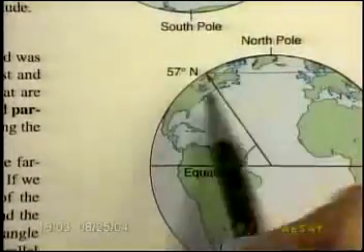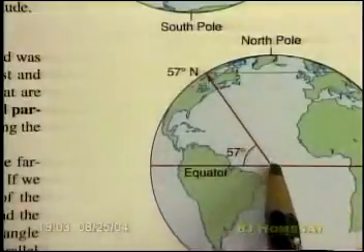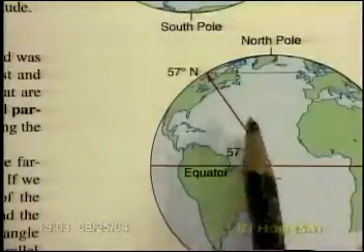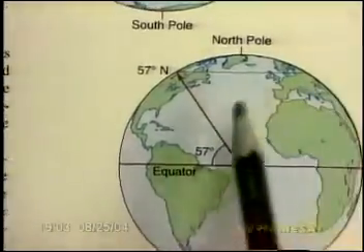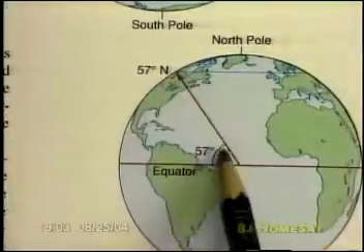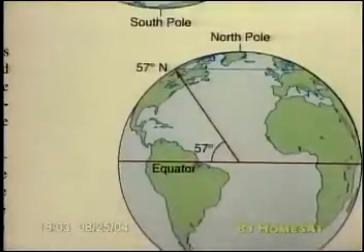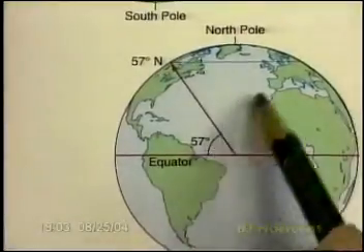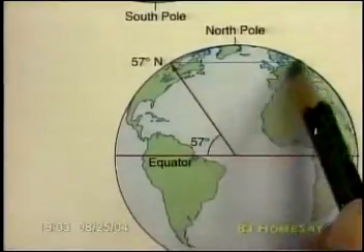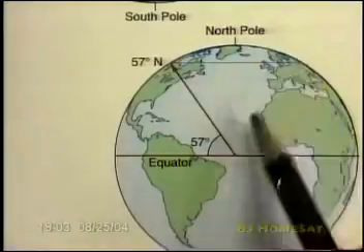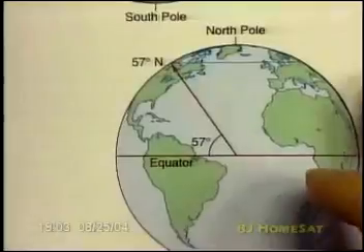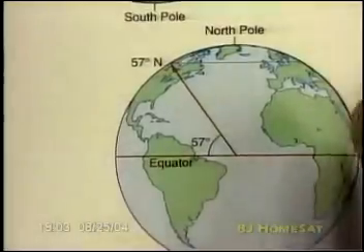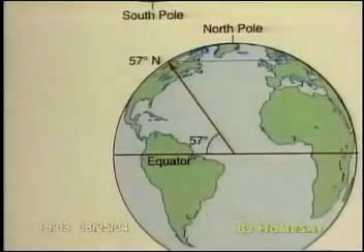Then, say we want to come over here and measure. We actually measure the angle. Okay, if we measure that angle, we draw our line straight across, we get 57 degrees. Okay, if we got the same point over here, it would be 57 degrees. We draw our line between those 2 points. That's our 57 degree north latitude. All right, so those are our latitudes.